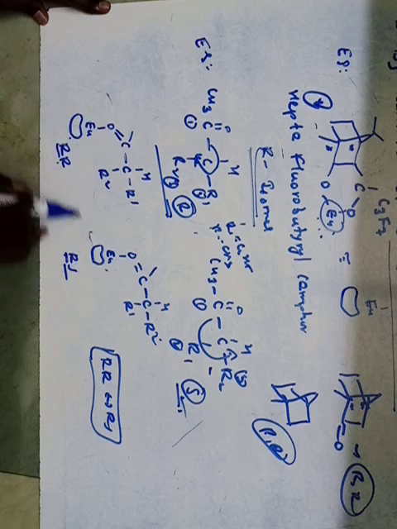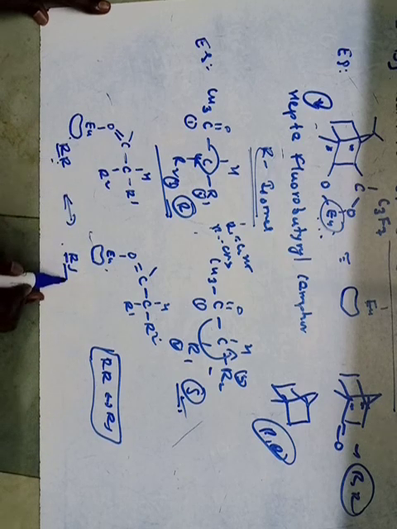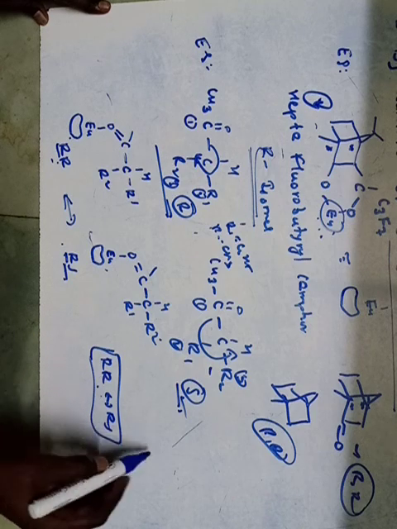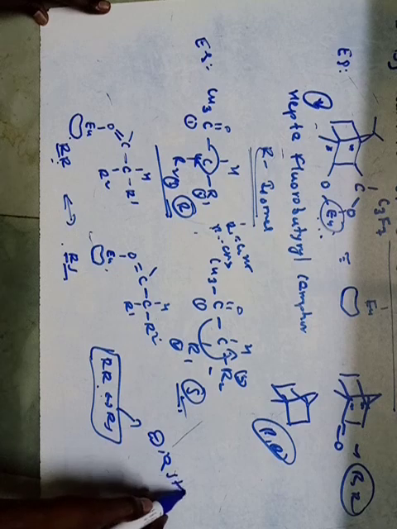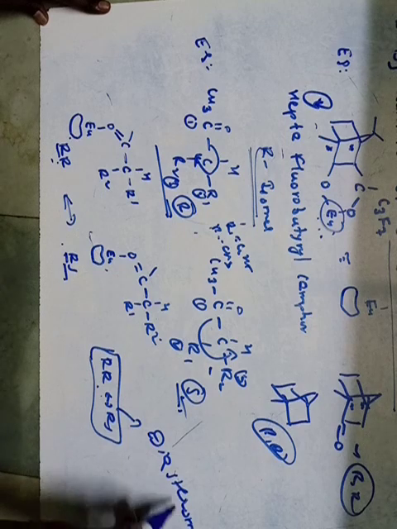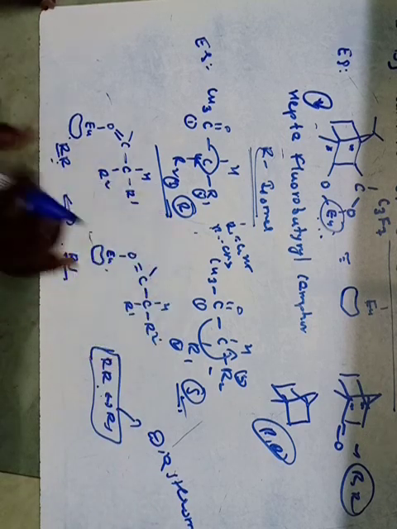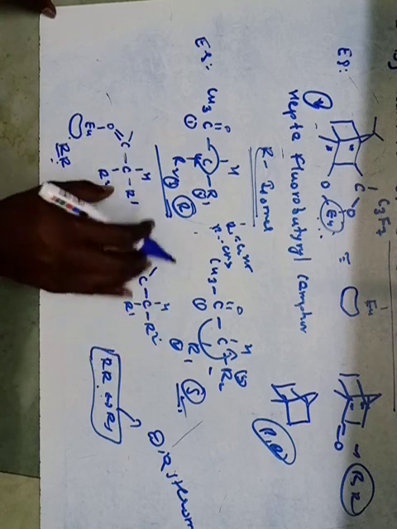So by addition of this, we are getting RR and RS. When RR and RS are obtained, such types of isomers are known as diastereomers. Okay, diastereomers will give different signals, whereas enantiomers will give the same type of signals in the H1 NMR spectroscopy.